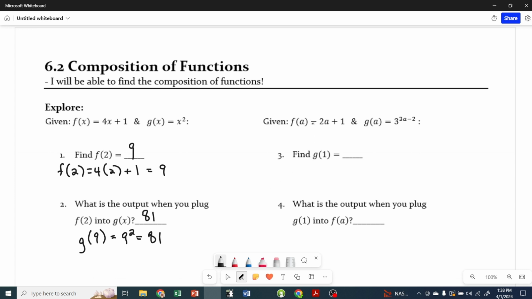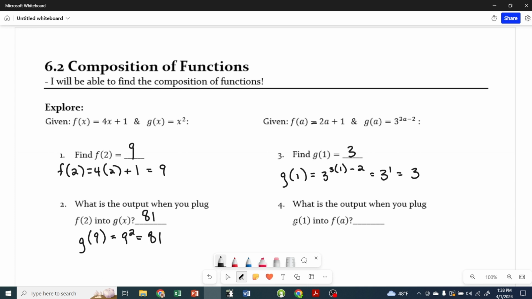So let's go ahead and do the same thing over here. This little equal sign needs to be fixed. So given f of a is equal to 2a plus 1 and g of a is equal to 3 to the 3a minus 2, an exponent. So find g of 1. Well, g of 1 is equal to 3 to the 3 times 1 minus 2. Well, 3 times 1 is 3 minus 2 is 1. So that's equal to 3 to the 1 power, which is just equal to 3.